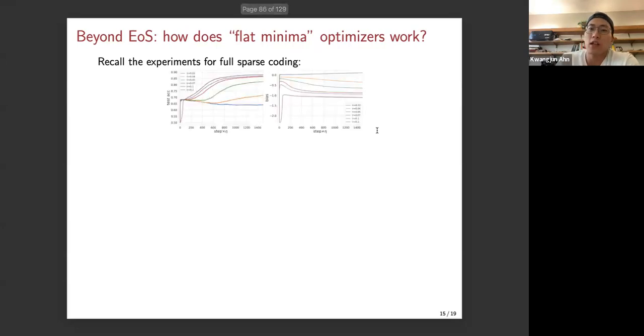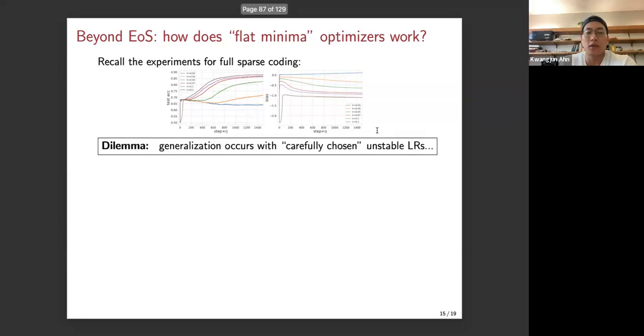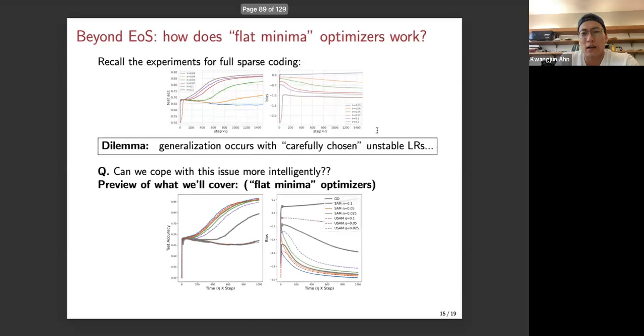So here are the experiments for the sparse coding that we saw earlier. Large learning rate leads to better generalization and more negative bias or thresholding units. So the dilemma here is that generalization occurs with carefully chosen unstable learning rates, which is not really desirable for practitioners, because you basically need to choose the learning rate as large as possible before it diverges, which requires some tuning. So can we do that more intelligently? That's the precise scope of the flat minima optimizer.